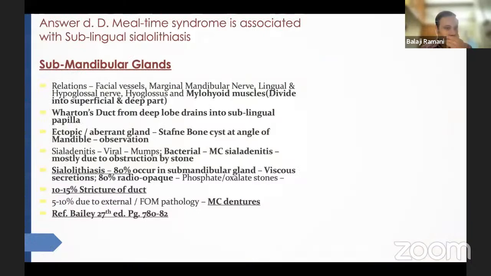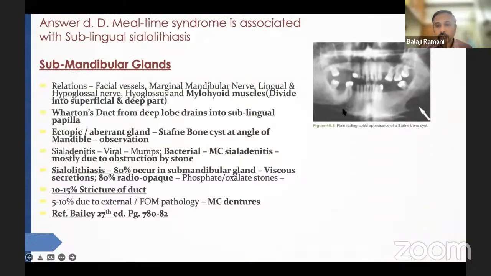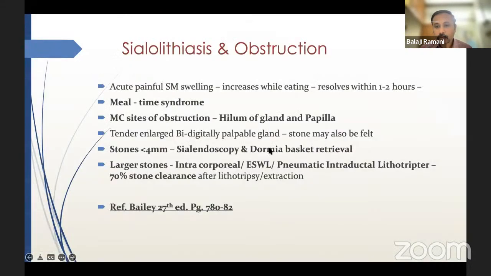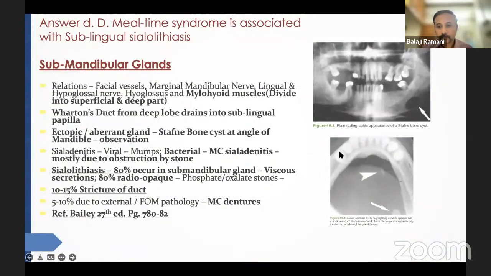And when you look at it, you can see the picture there. If you look at it, you can see the stone which is going to be sitting here at the papilla. That is one common location where you have the opening. Just underneath the frenulum, on either side of the frenulum of the tongue, is where you will have the opening of the submandibular glands.